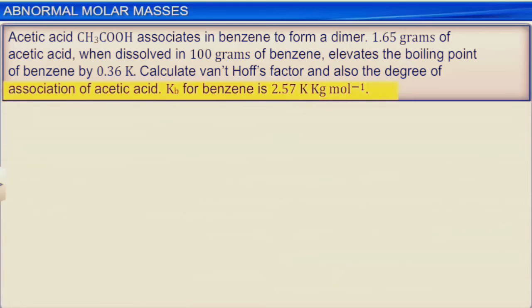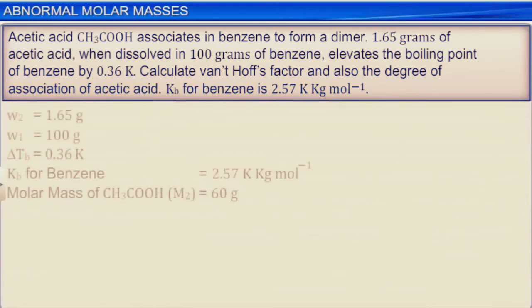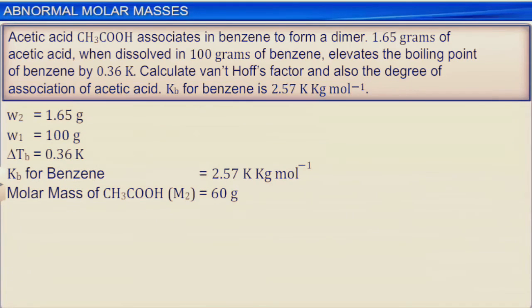The first step is to list the given variables. W2 is equal to 1.65 grams. W1 is equal to 100 grams. Delta Tb is equal to 0.36 Kelvin. Kb for benzene is 2.57 Kelvin kilogram per mole. Molar mass of acetic acid, M2, is equal to 60 grams. Van 't Hoff's factor i and degree of association need to be calculated.